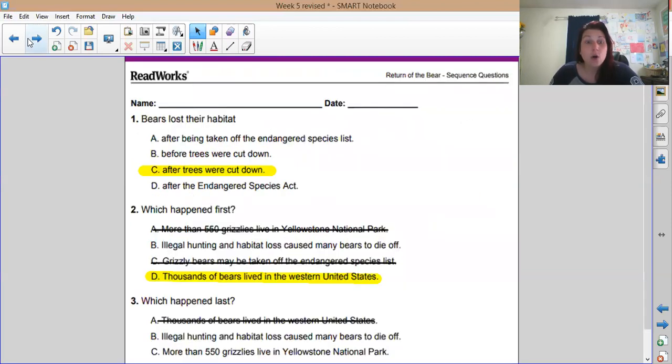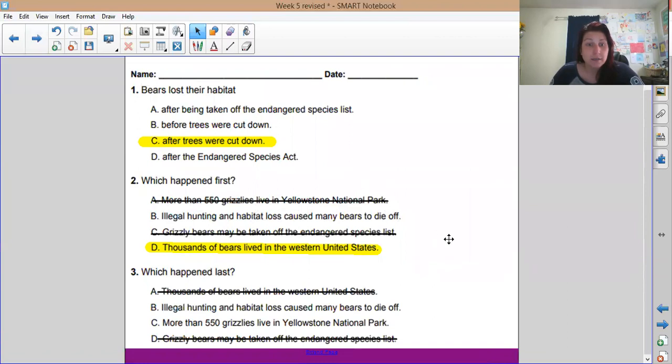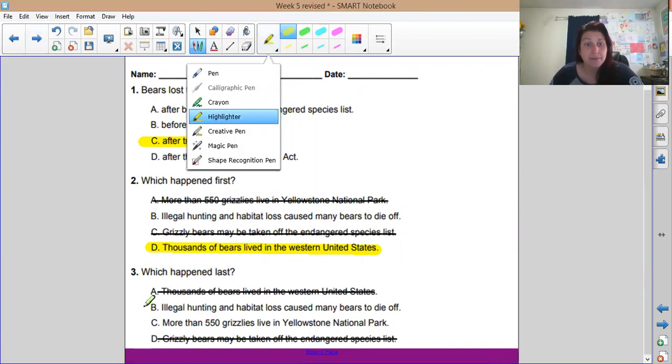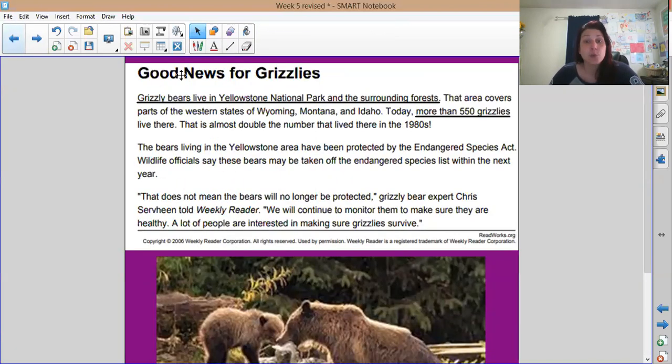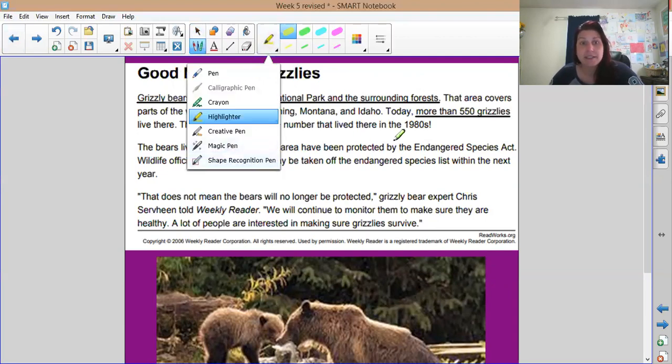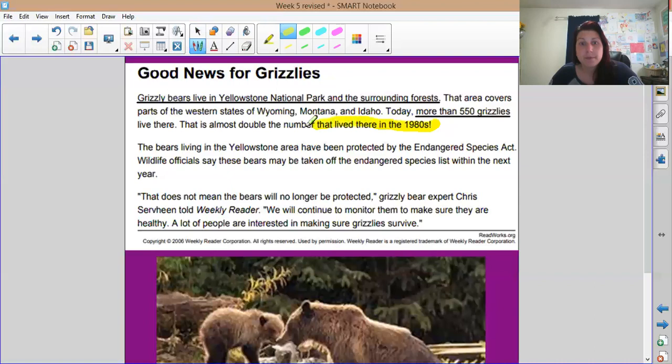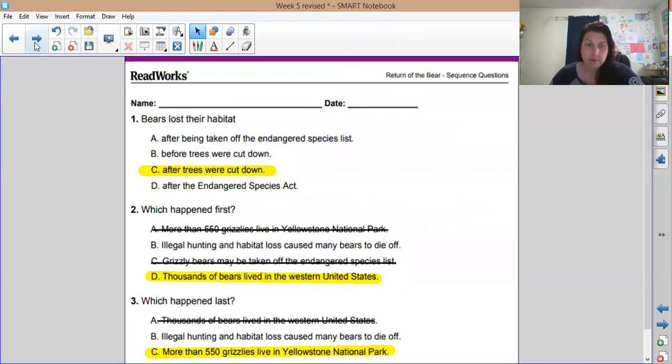Okay, so which one of these happened last? What's the last thing that they mentioned? That now we know there are more than 550 grizzlies there, right? We know that there are definitely more than there were, because if we look in our paragraph, it says that is almost double the number that lived there in the 1980s. So they're telling us that number has increased.